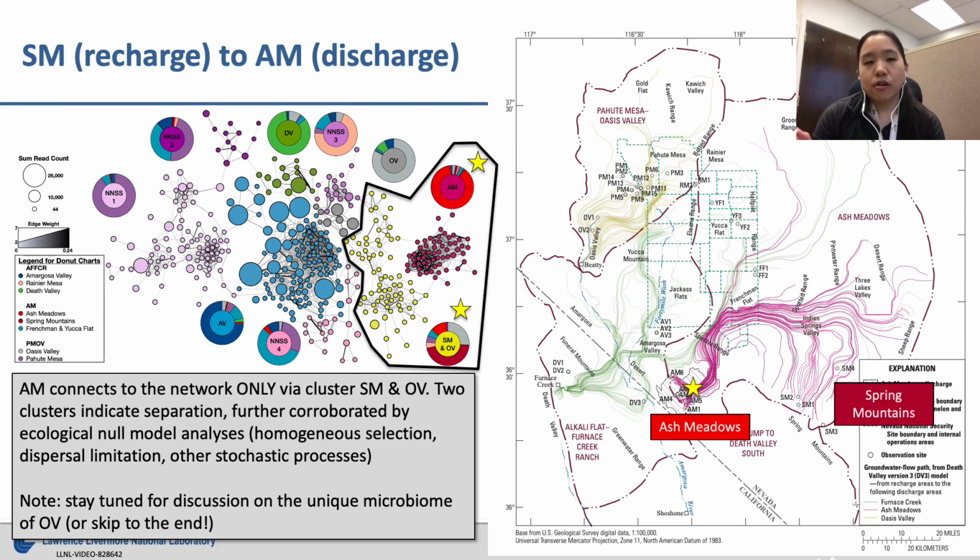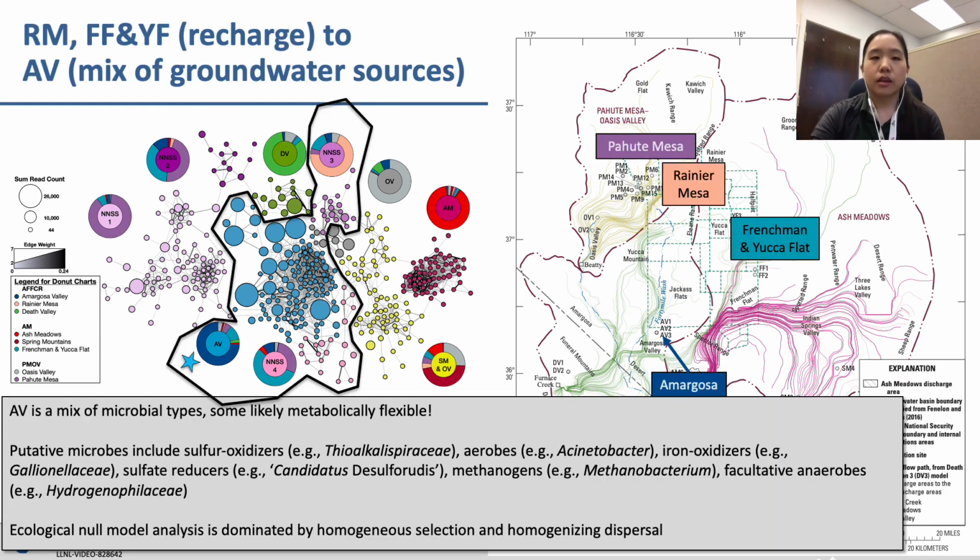And also stay tuned for more discussion on the unique microbiome of Oasis Valley. Next, we can see that Amargosa Valley is actually kind of the center of the network and is a mix of microbial types, likely representing the mix of groundwater sources that transect this section. I've listed some names at the bottom in the gray box for anyone interested to see what microbes are found in Amargosa Valley, French Mayuka Flat, Rainier Mesa, and so on. Feel free to pause the video and just read the names because there's some super interesting bugs.